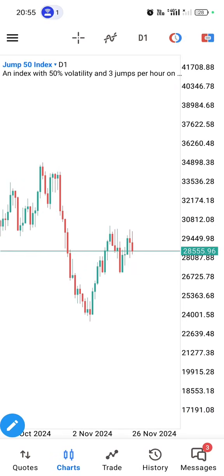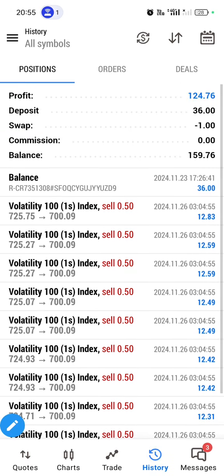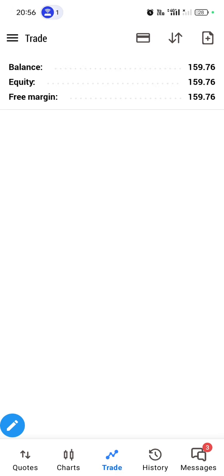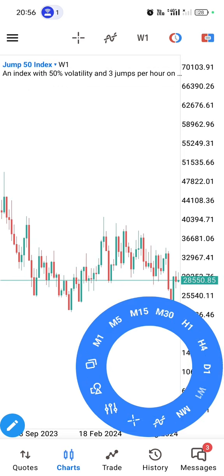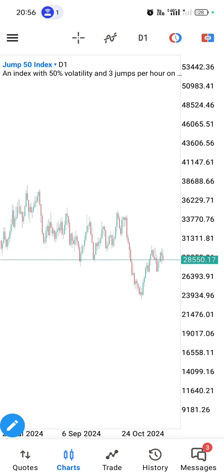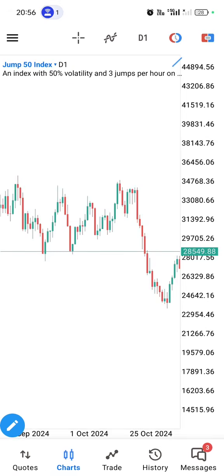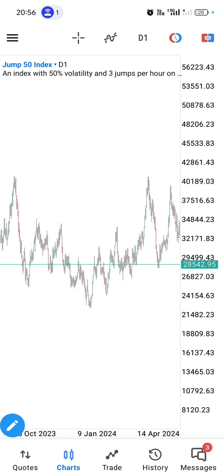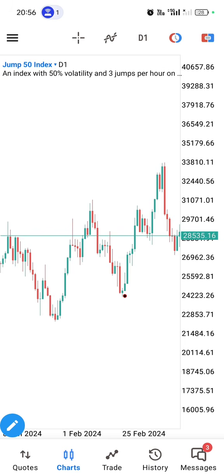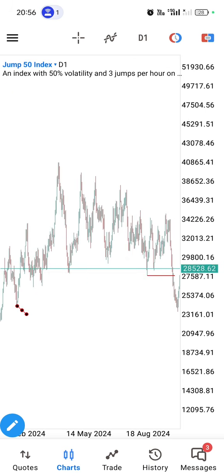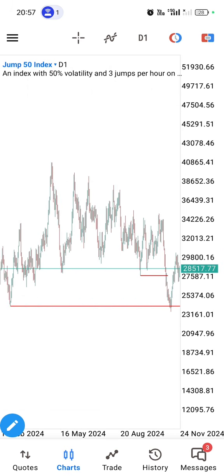Now we're continuing with our balance, which is at 159 USD, and let's go to the charts on Jump 50 index. We're starting off on a big time frame. Let me first start off on a daily and highlight the breakout structure below the low. We can see price shot down and broke structure below the low, and then it kept on shooting down to give us this nice beautiful liquidity grab.